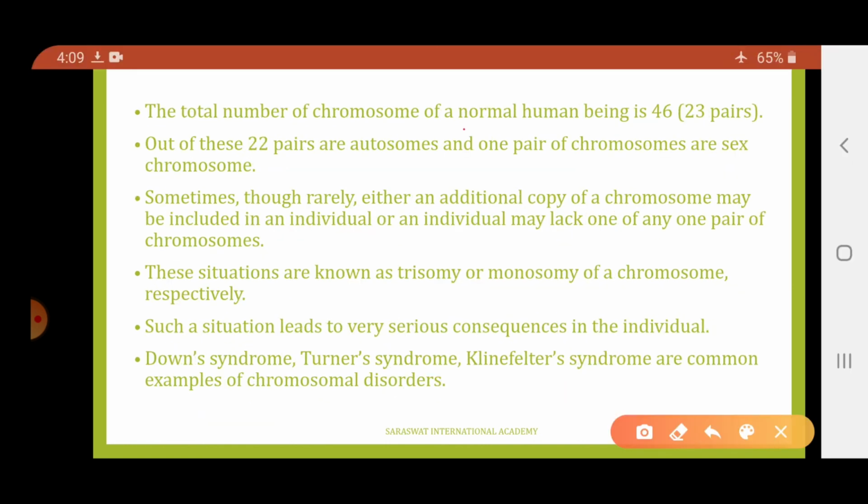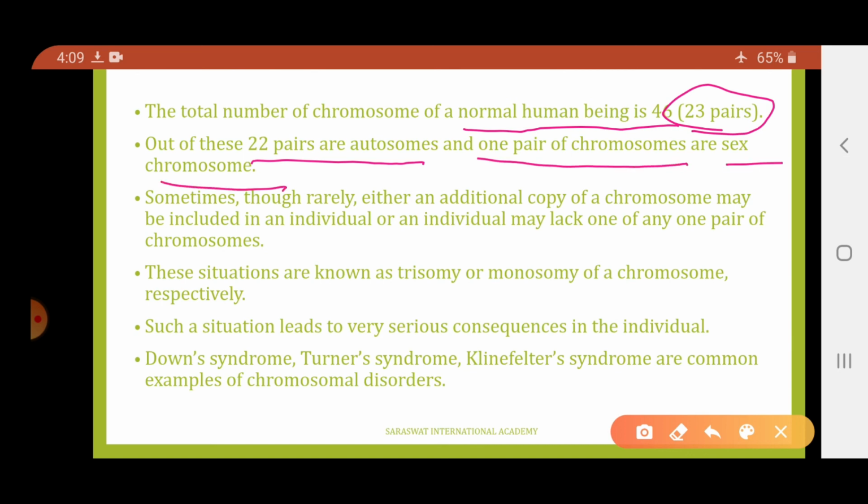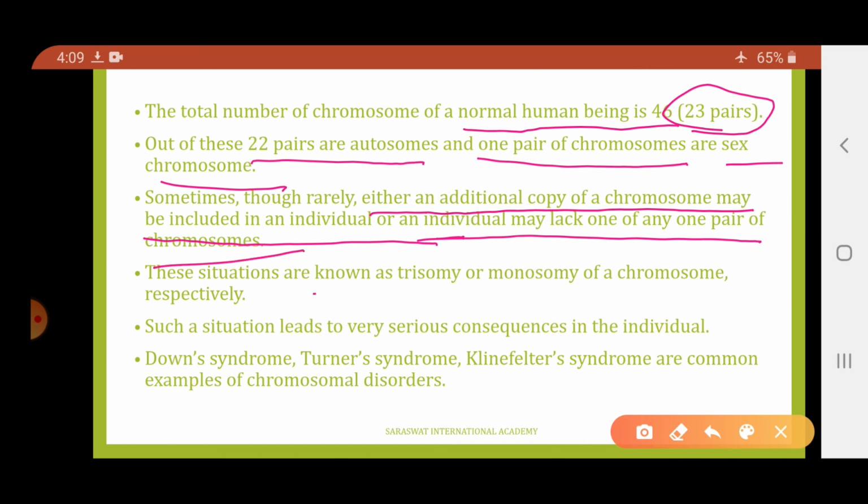Now human being से बात करते हैं. We have 46 chromosomes, that is 23 pairs. Out of this 22 are autosomes and 1 pair is the sex chromosome. Sometimes, very rarely, either an additional copy of the chromosome may be included in an individual or individual may lack one of the pair of the chromosomes. These situations are known as trisomy or monosomy respectively.